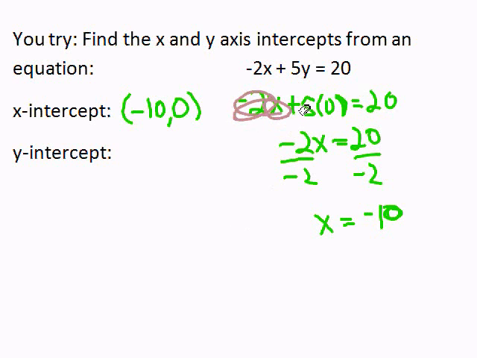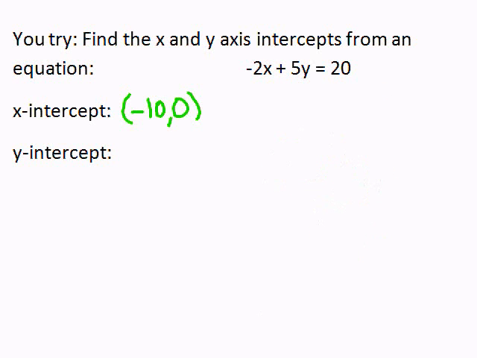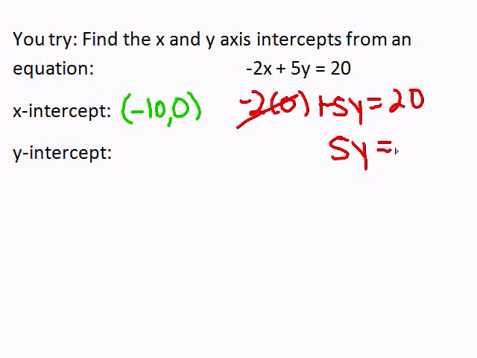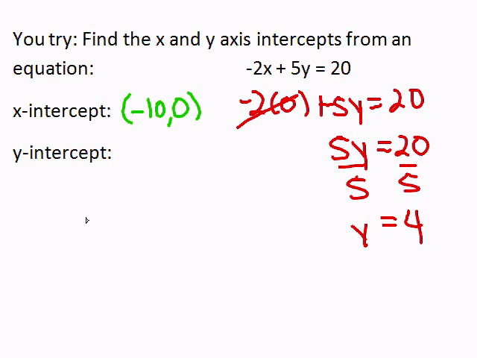To find the y-intercept, we're going to substitute 0 in for the x value, and then solve for y. So I put 0 in for x: negative 2 times 0 plus 5y equals 20. Negative 2 times 0 is just 0, plus 5y leaves us with 5y equal to 20. Divide both sides by 5, and we get y is equal to 4. This means that our y-intercept is (0, 4).